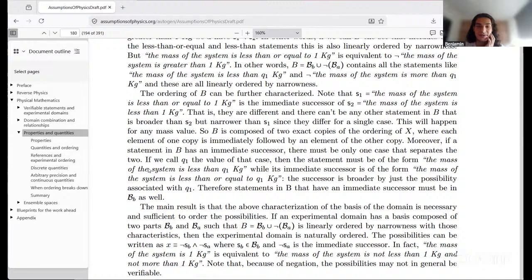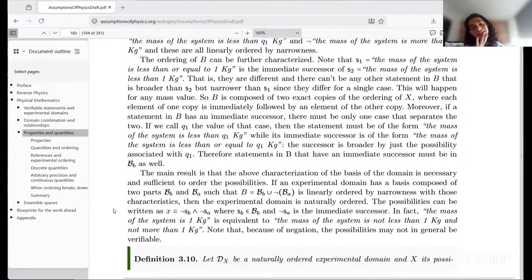Moreover, if a statement in B has an immediate successor, then there can only be one case that separates the two. If we call Q1 the value of that case, then the statement must be of the form "the mass of the system is less than Q1 kilograms," while its immediate successor is of the form "the mass of the system is less than or equal to Q1 kilograms." The successor is broader by just the possibility associated with Q1. Therefore, statements in B that have an immediate successor must be in B before as well.